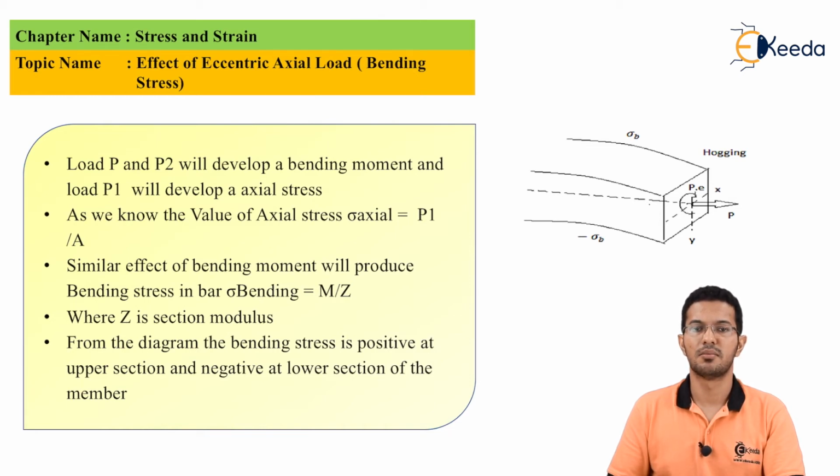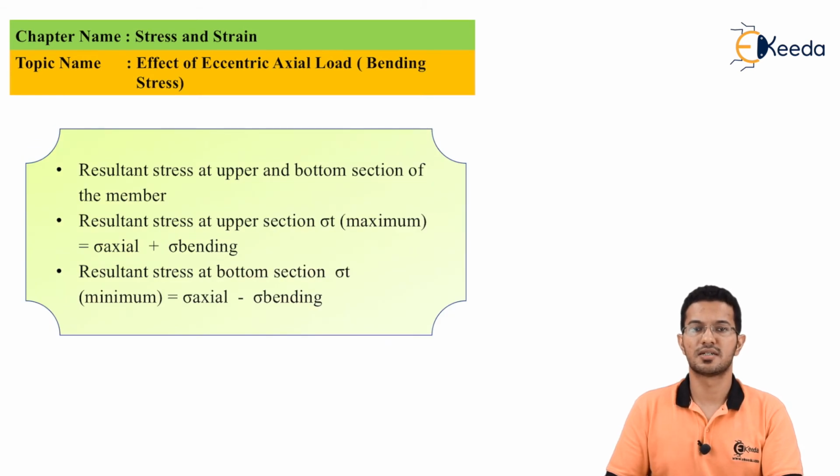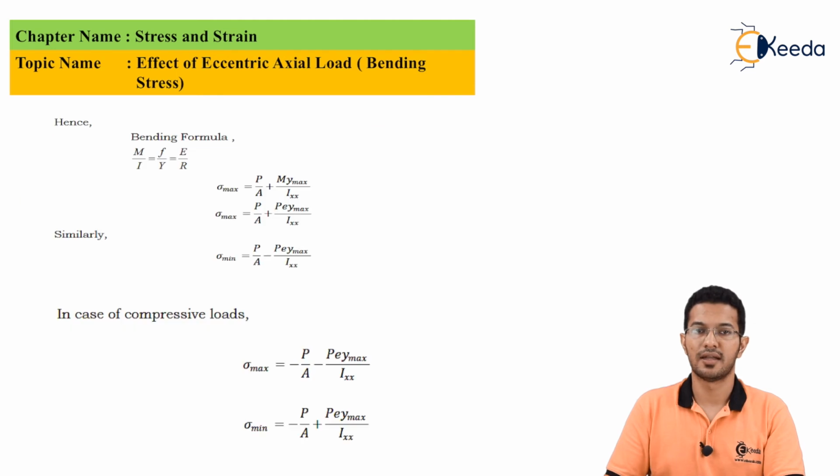From the diagram, the bending stress is positive in the upper section and negative in the lower section of the member. Hence, the resultant stress at the upper section is sigma T max, which is equal to sigma axial plus sigma bending. Also, the resultant stress at the bottom section is sigma T minimum, which is equal to sigma axial minus sigma bending.